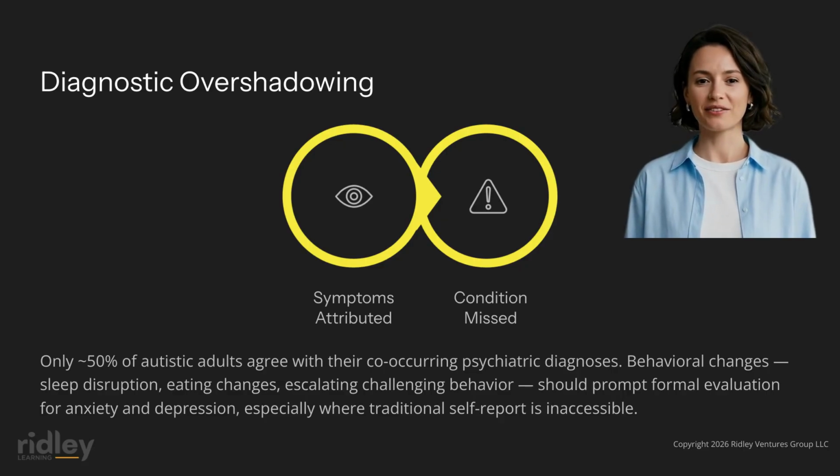Kentrow and colleagues' 2024 study in eClinical Medicine found that only about half of autistic adults agreed with their co-occurring psychiatric diagnoses, suggesting that autistic characteristics are frequently mislabeled as other psychiatric conditions.